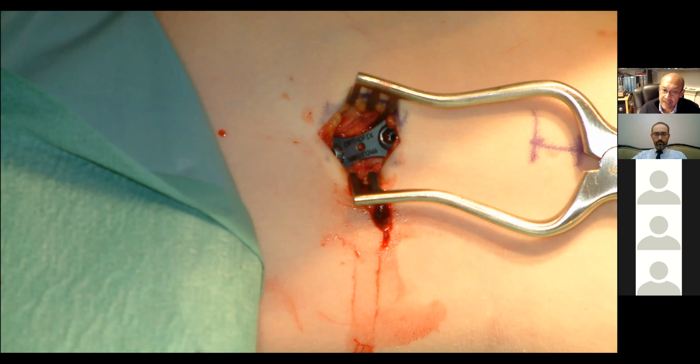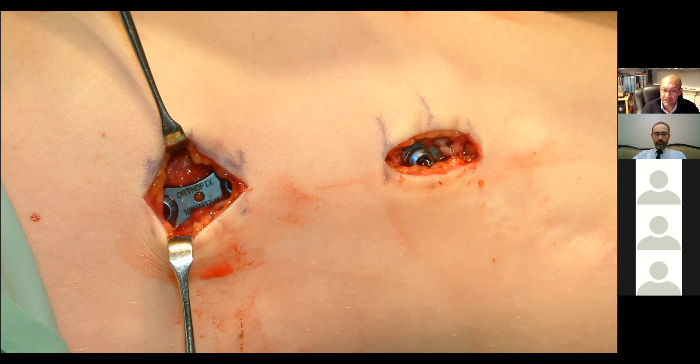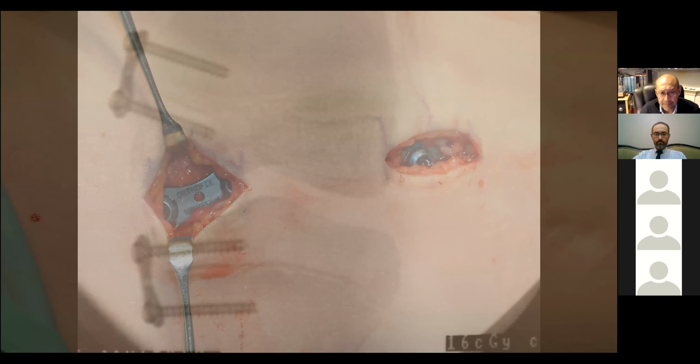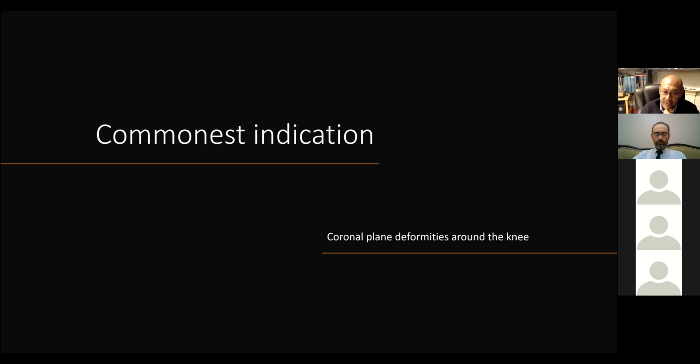So the learning curve is straightforward. It's one case. And here you can see it's been done for the femur and the tibia. The commonest indication, and we've heard this from the previous speakers, including Om Lahoti, is for coronal deformities around the knee. There are extended indications. You can use this in the distal tibia. Some people have even used it in the elbow, but I'm going to focus on common indications, and coronal plane deformities around the knee is the commonest.